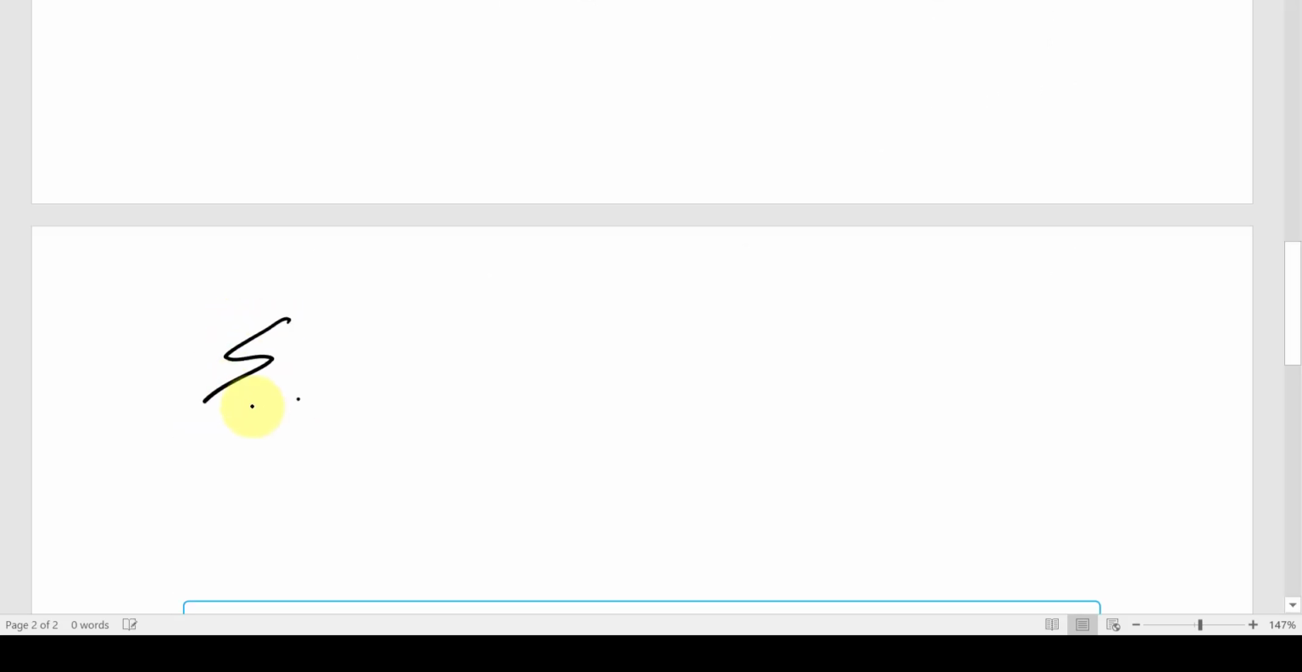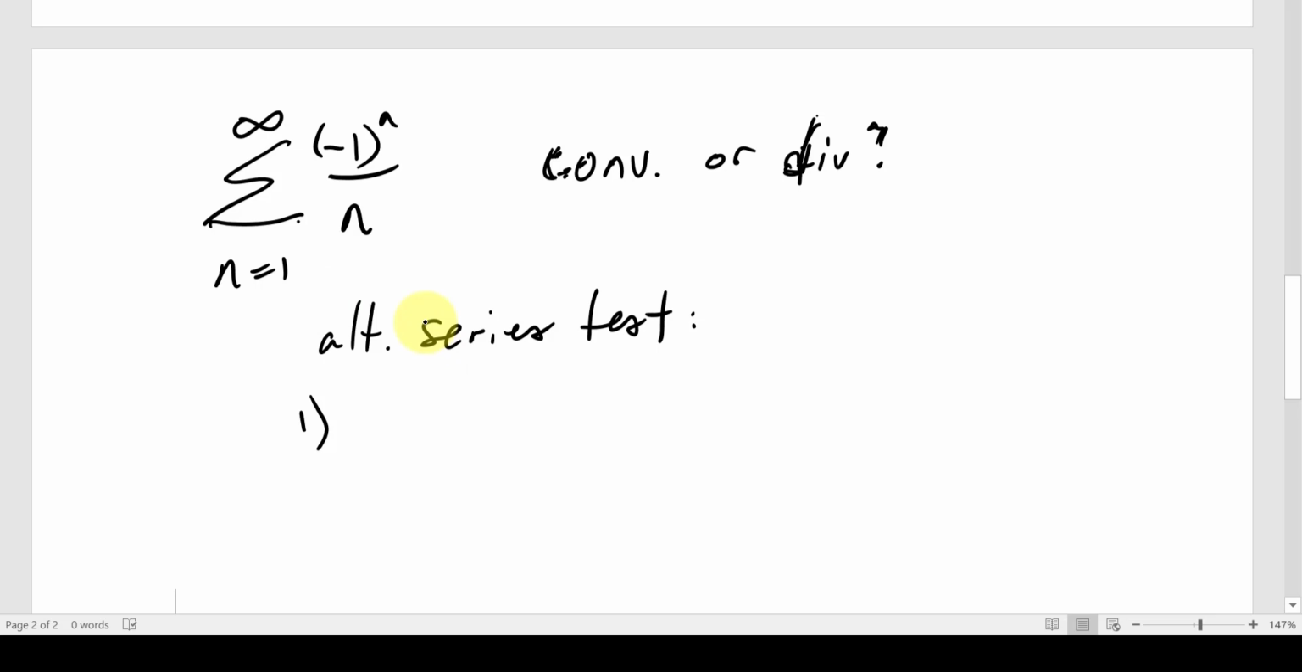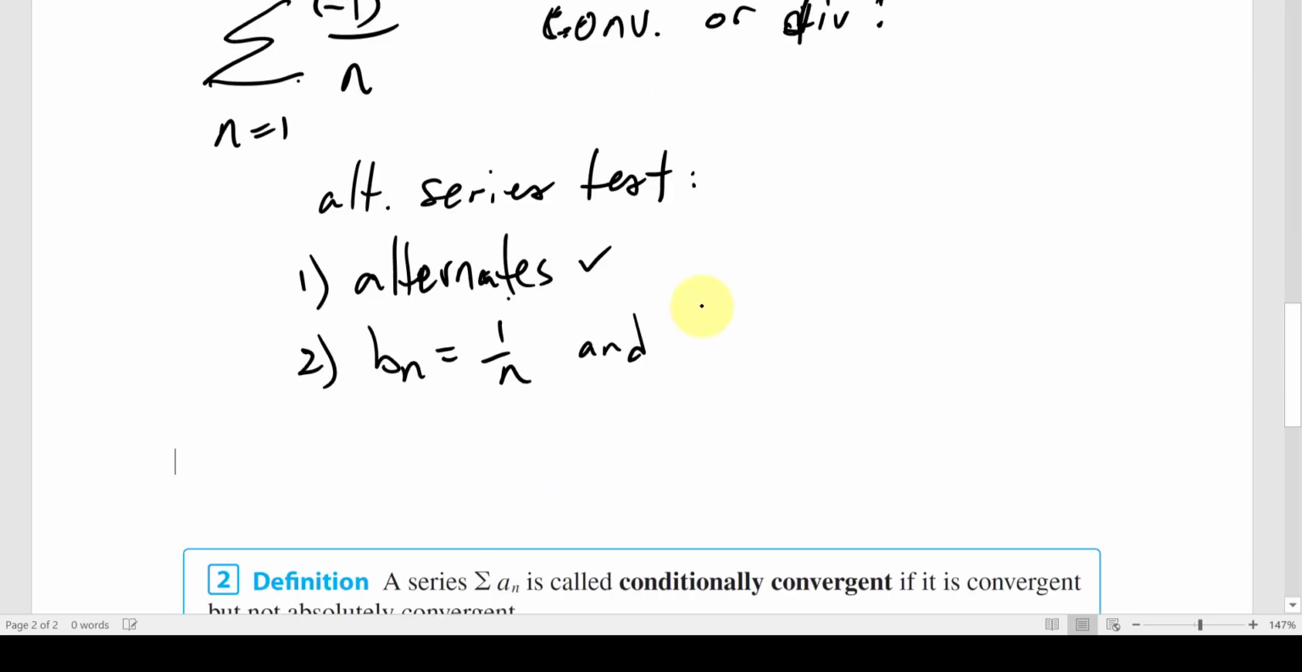Let's compare that one with this series. If we just start off with this series, and I ask the question, does it converge or diverge? This is a good example for the alternating series test. The first thing you check is, does it alternate? And it does. The next thing you look at is the absolute value of the terms, and that's 1 over n. Those terms don't increase, because they decrease. So the n plus 1 term is less than or equal to the n term.